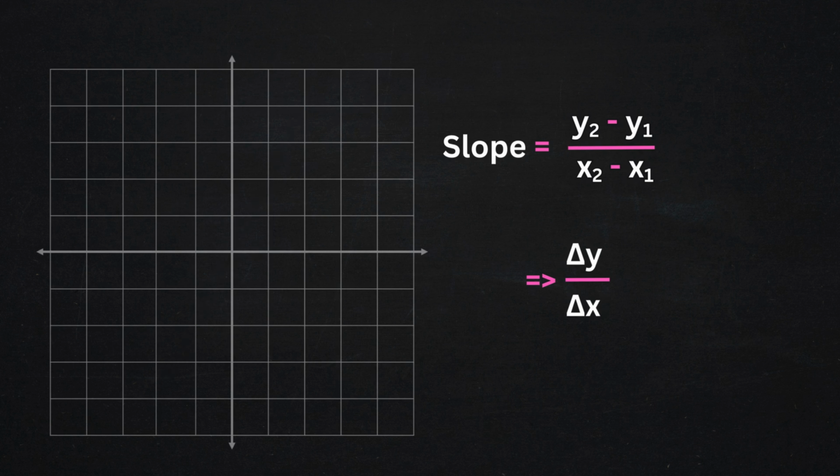Well, if the slope is negative, meaning the line goes downward as you move to the right, the term rise can be misleading, so it's best to use delta y and delta x.